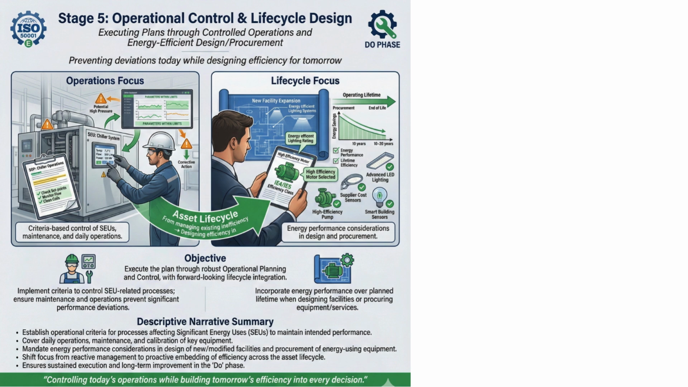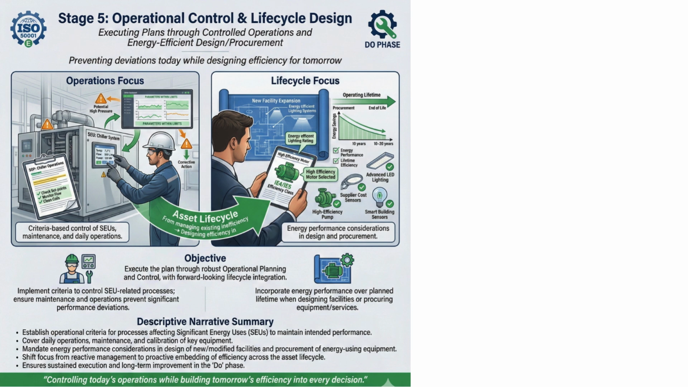On the right is the forward-looking part that makes ISO 50001 special: design and procurement. Whenever we buy new energy-using equipment, like motors, pumps, or lighting, or design new or modified facilities, we must consider energy performance over the entire planned operating lifetime. That means specifying high-efficiency options up front, evaluating total lifecycle costs, and embedding efficiency from the start.